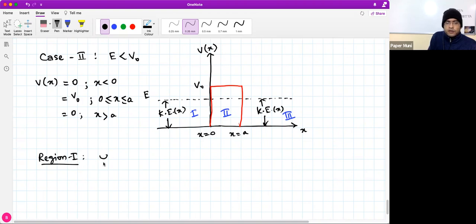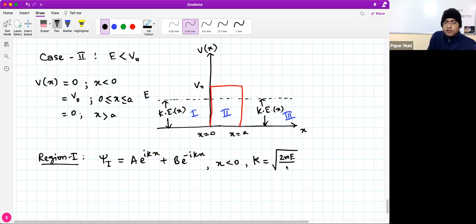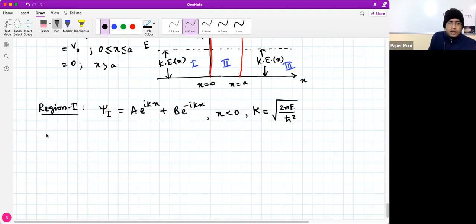Okay, so we have psi 1 is equal to A e^(ikx) plus B e^(-ikx), for x less than 0, and we have k equal to root over 2mE by h cut square.